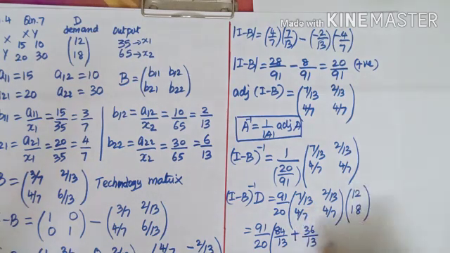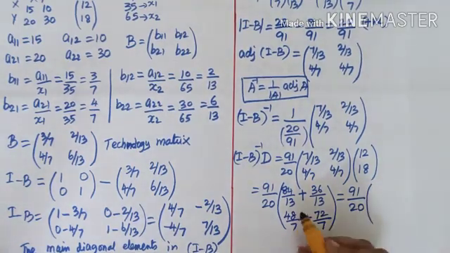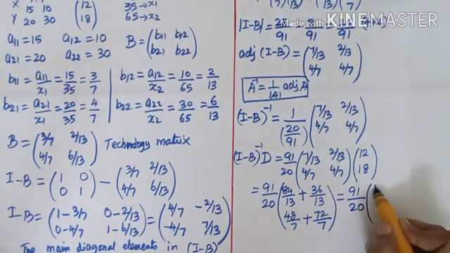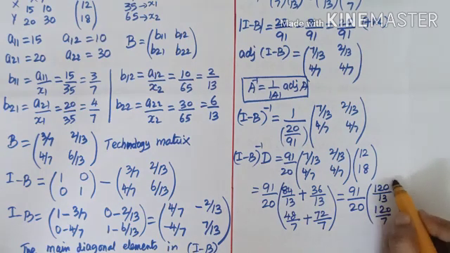Second row by first column. Write it in second row. 4 into 12, 48 by 7 plus 4 into 18, 72 by 7. This gives me 91 by 20 into 84 plus 36, 120 by 13. 48 plus 72, again 120 by 7.